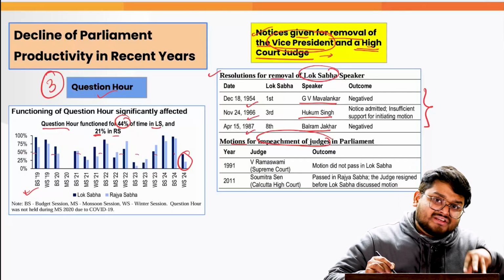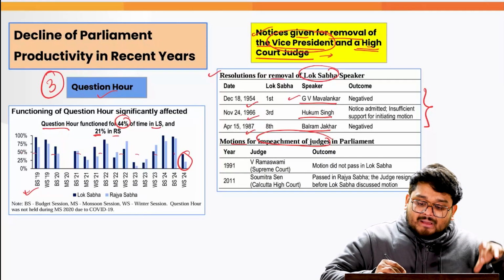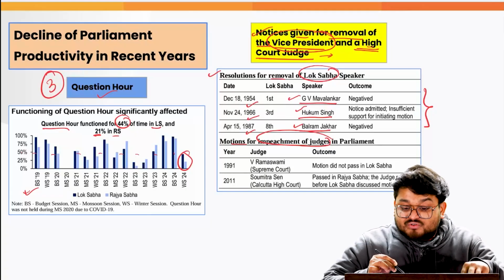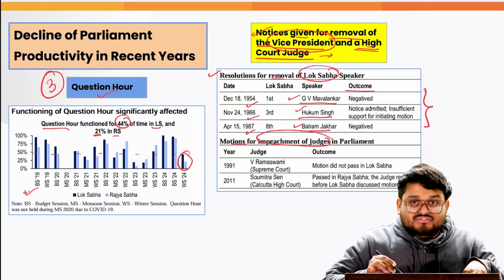So in the case of the Speaker, with reference to G.V. Mavalankar, Hukum Singh, Balram Jakhar, against whom resolutions were moved to remove them, they were not successful, right?